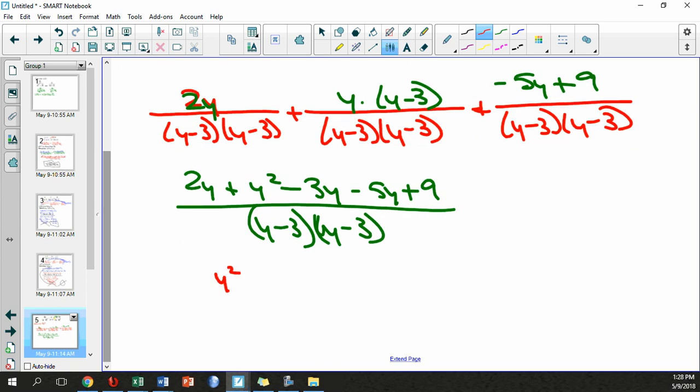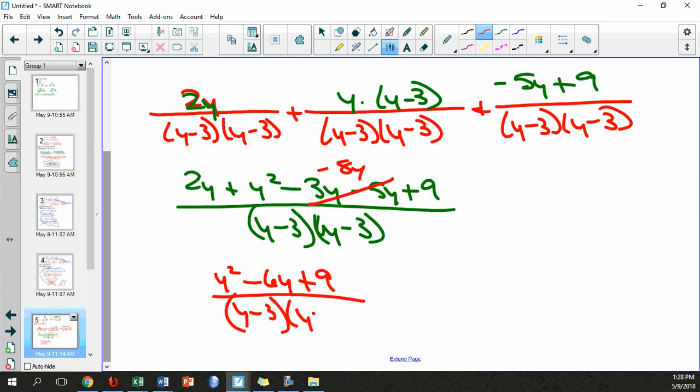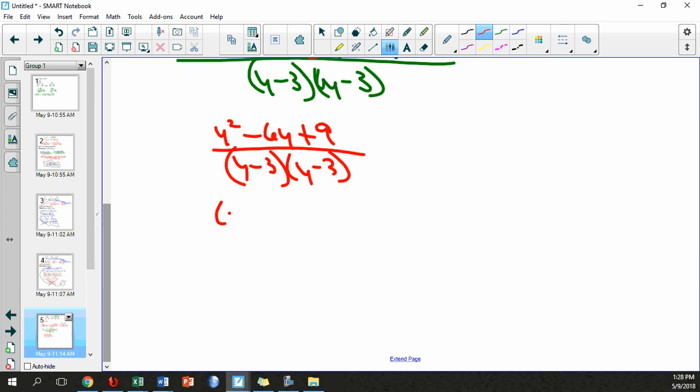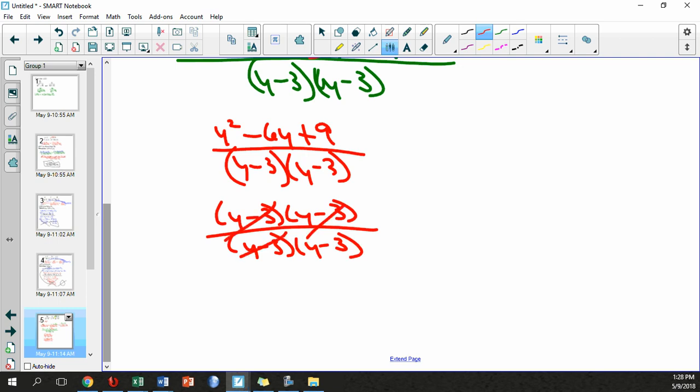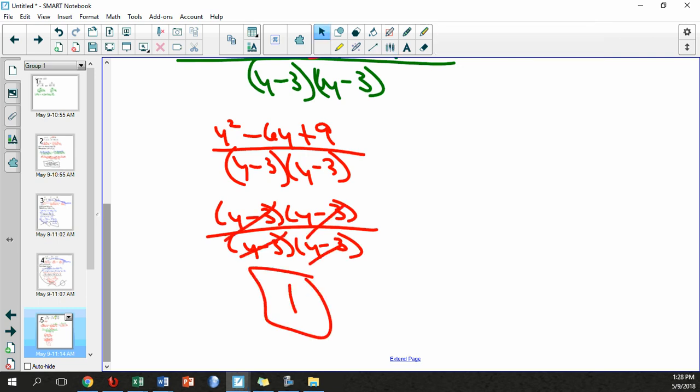Okay, y squared, negative 3 and negative 5 is going to give you a negative 8, plus 2 gives you a minus 6y plus 9. Factoring the top, you have y minus 3 times y minus 3. Those all cancel out to give you 1. Do we all understand that?